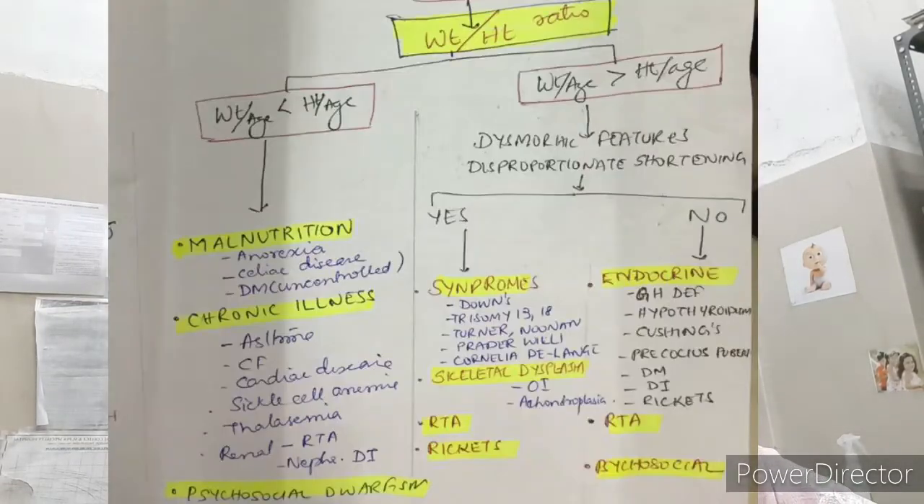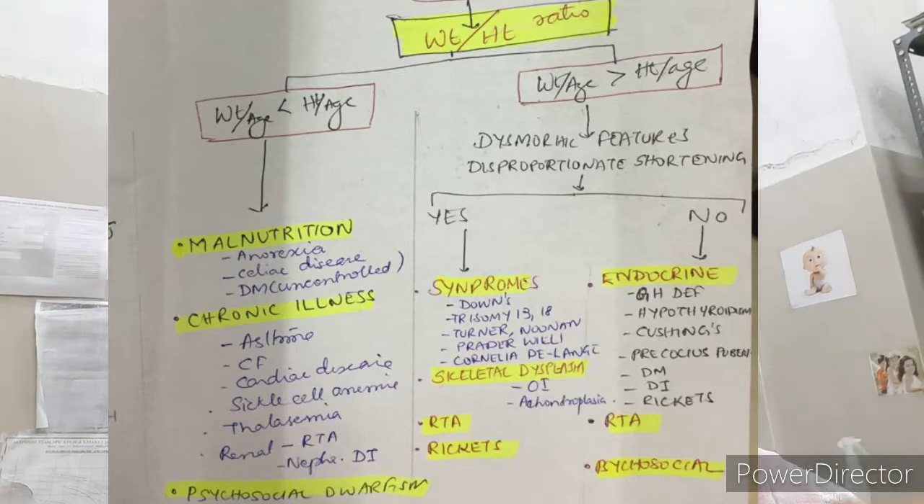If the weight for age is less than the height for age, we need to consider two things. One is chronic systemic illness, another is malnutrition and other things. Malnutrition, malabsorption or uncontrolled diabetes mellitus can all cause less weight in the child. Similarly, chronic systemic illness can actually cause stunting, and it can include any system. So remember to go in an order so that you don't miss out anything.